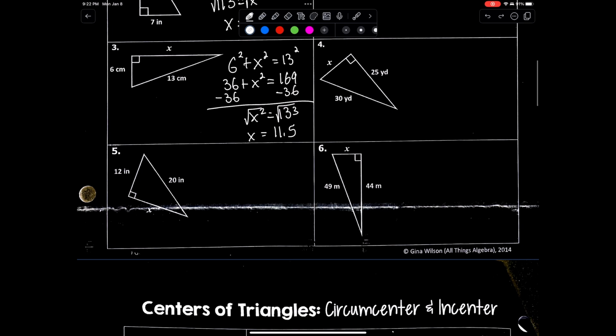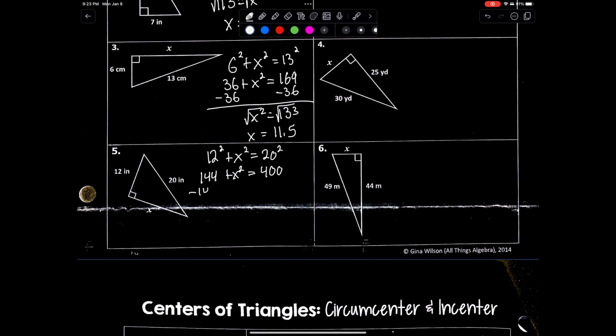Now, number 5. 5 is the same idea. I'll set it up. This is your leg, 12. Your other leg is x. And then your hypotenuse is 20. Your hypotenuse, again, remember, is the side opposite the 90-degree angle. So this is 144. We don't know what x is, so that's going to stay x squared, and that's 400.